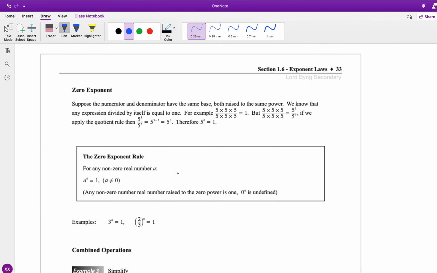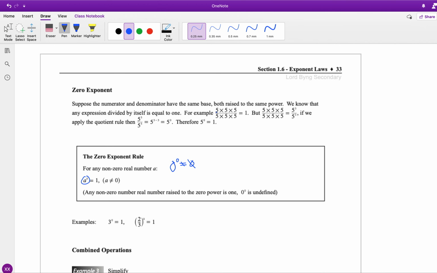Now the 0 exponent. We have already learned that for any base, of course the base is not 0, because we already talked about 0 to the power of 0 being undefined, right? So a non-zero base to the power of 0 is 1. Why? Let's take a look at why.